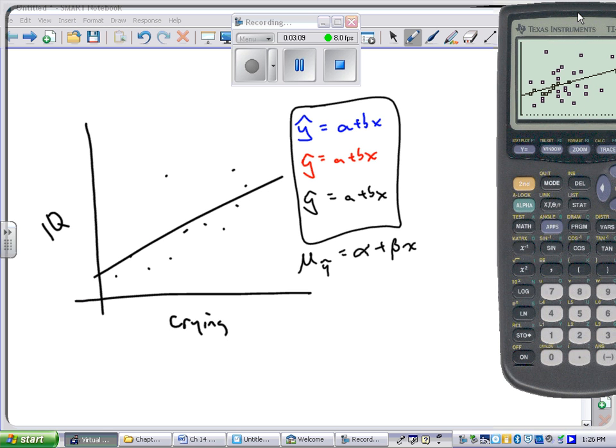This is also why I've encouraged you to use LinReg number 8. Because now that you've used LinReg number 8, what's my estimate for alpha? A. And my estimate for beta is B. If you use LinReg number 4, then A would be your estimate for beta, and B would be your estimate for alpha, and that would be really confusing. So we like to use the 8th LinReg, A plus BX, so that A is the estimate for alpha, and B is the estimate for beta.